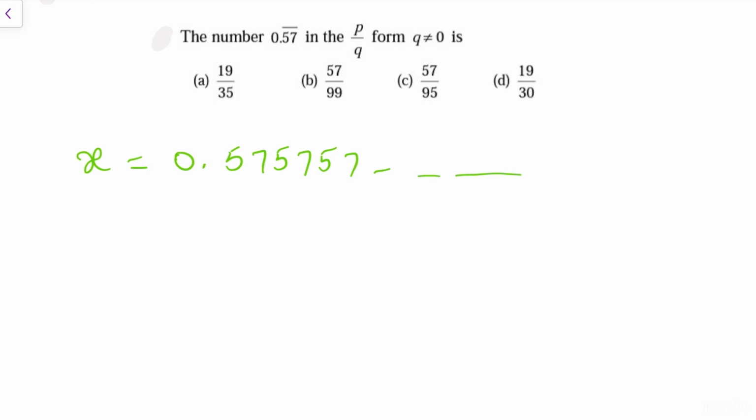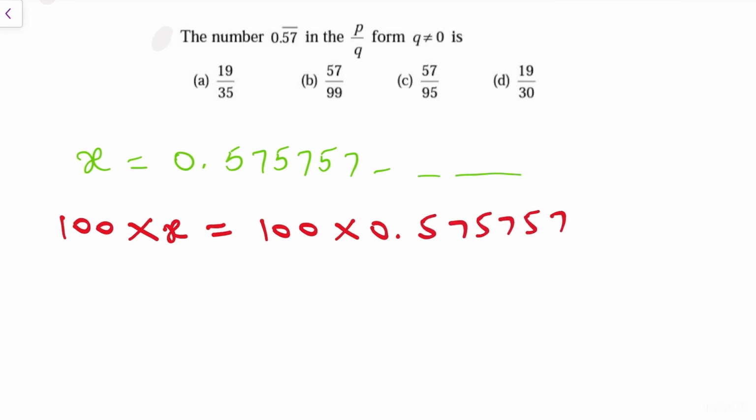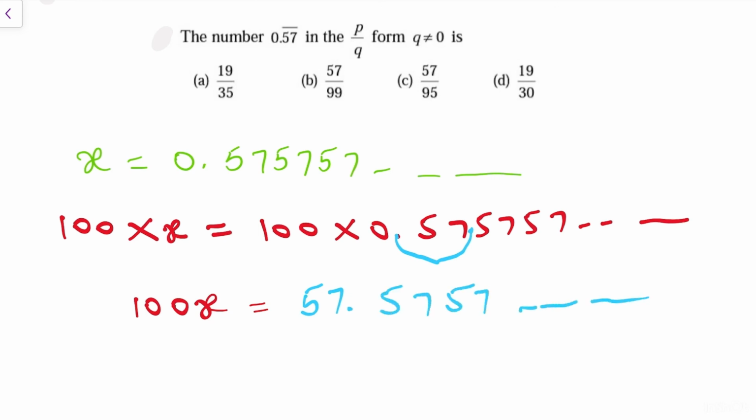So it will become 100 into x is equal to 100 into 0.575757 and so on. 100x is equal to, we are multiplying with 100, so the decimal will move 2 digits toward the right side. So this decimal will come here now. Then it will become 57.575757 and so on. This equation and this equation both we need to subtract.